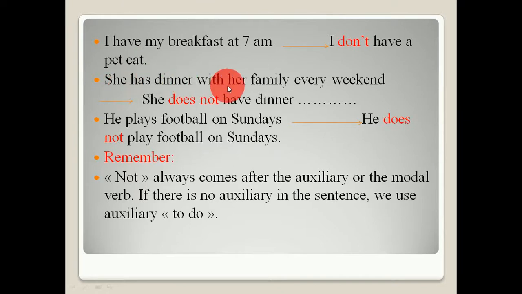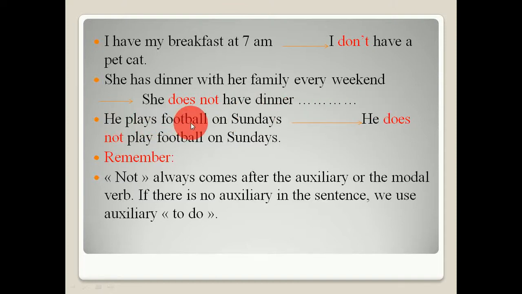She has dinner with her family every weekend. So here I have the verb have. She has dinner with her. So here I have she. What does she take, do or does? Does. What follows? She does not have. Here is the verb stem. It returned to the base form. Look, here it was has with she, but here it returned to the base form, the infinitive without to. So she does not have dinner with her family every weekend.